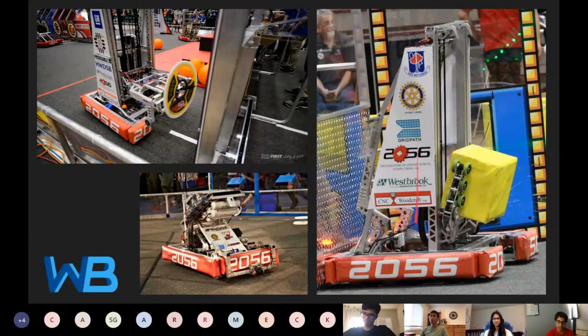Now, out of these robots, none of them have won a championship. 2056 has never actually managed to land a championship. And I'd argue the main reason for that is they're incredibly simple, but they're also too simple.